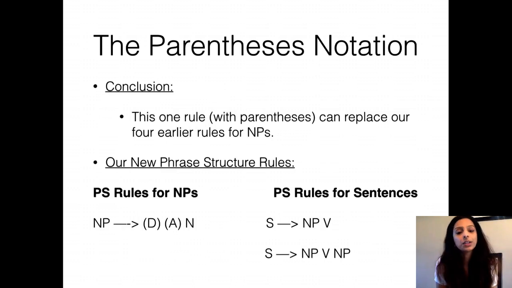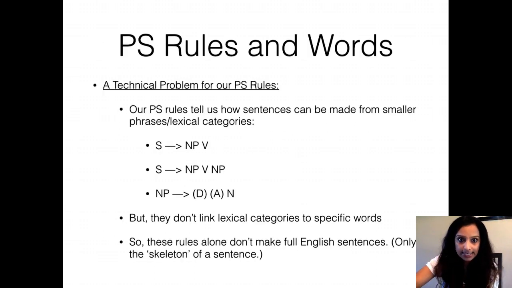So here are the new phrase structure rules condensed for noun phrases. Now we don't need all the 4 rules that we had before for noun phrases. What we need is only this one particular rule that we have with the parentheses notation. NP goes to an optional D, an optional A, and N, and then we have the 2 phrase structure rules for sentences. Now, how do we know that we can actually create these kind of rules from these 3 sentences, the sentence phrase structure rules that we have?